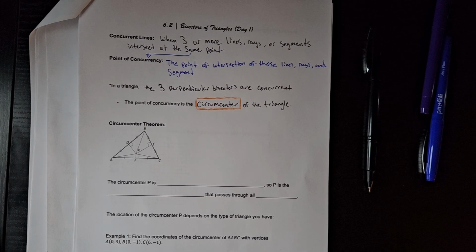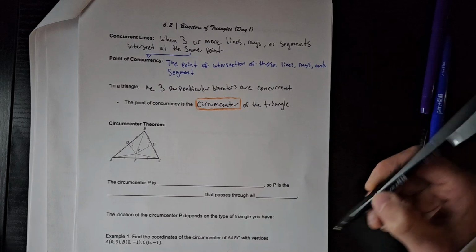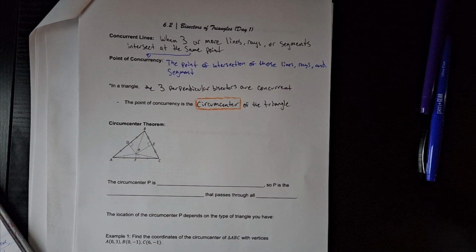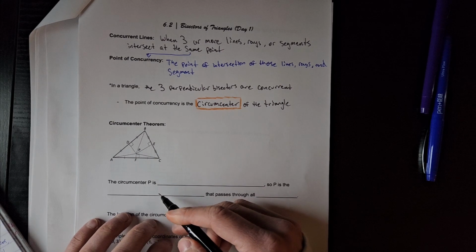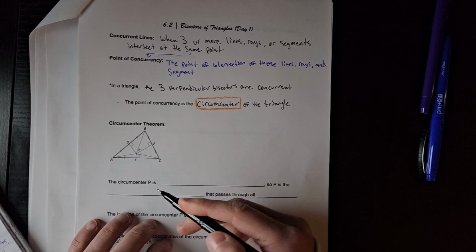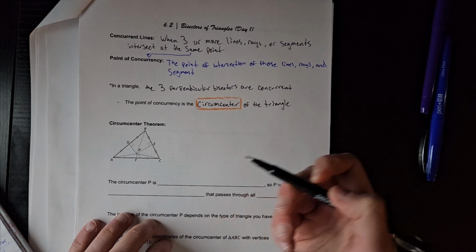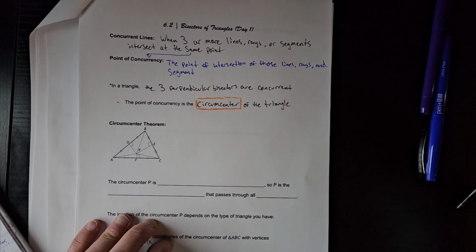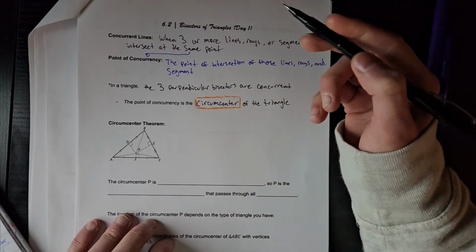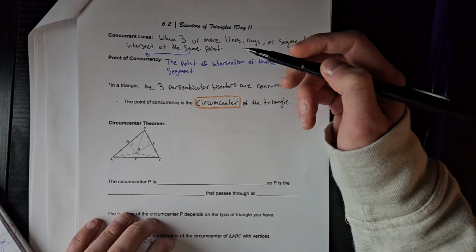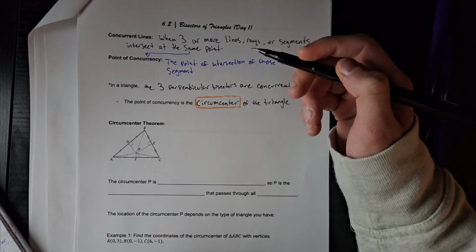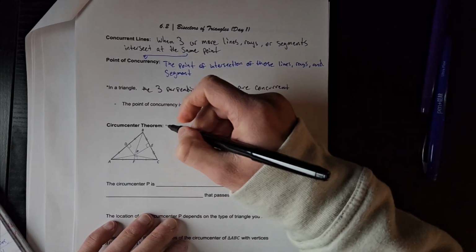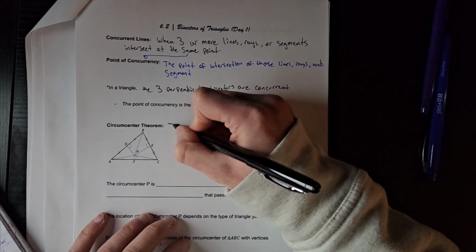So we have a theorem that goes along with the circumcenter. It's called the circumcenter theorem. What does this theorem state? The circumcenter P. Where am I writing this? I'm looking way down. I need to write the actual theorem first. I'm thinking too far ahead. All right. The theorem that is stated.